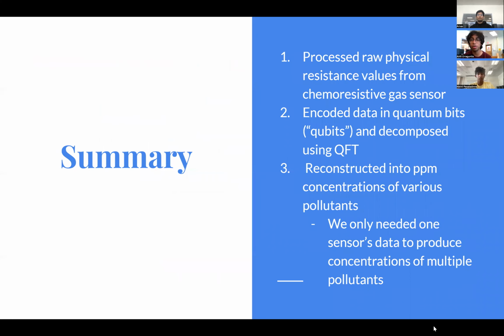Overall, we were able to process the raw electrical resistance values from the chemoresistive gas sensors, encode the data into qubits, decompose it using a QFT, and then reconstruct it using our CNN into the concentrations of various pollutants. Ultimately, we only needed the data from one of the cheap sensors to produce concentrations of multiple pollutants, which saves costs by a lot and also uses fewer sensors.